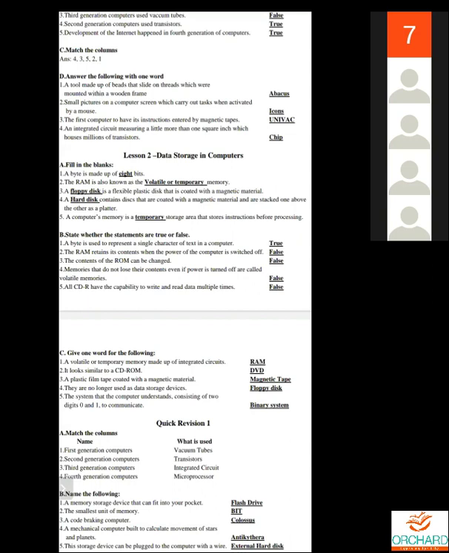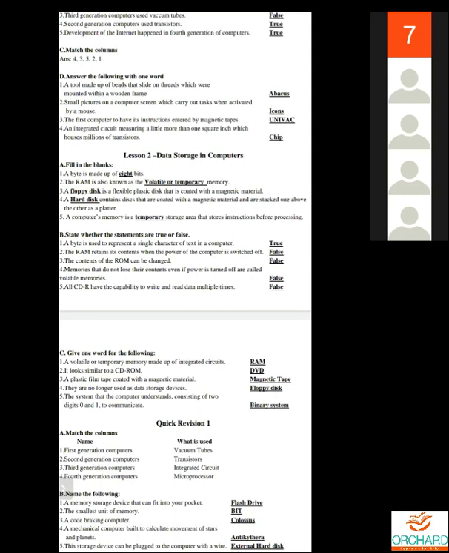Floppy disk. Fourth one, a hard disk contains disks that are coated with a magnetic material and are stacked one above the other as a platter. Hard disk. Fifth one, a computer's memory is a temporary storage area that stores instructions before processing. Temporary. So next we are going to see true or false.